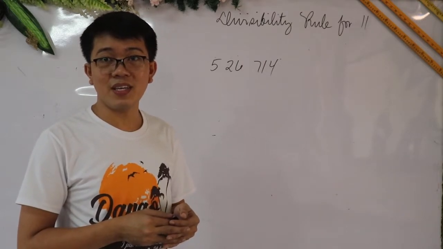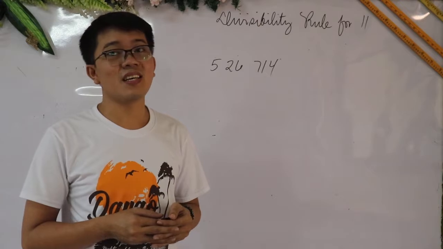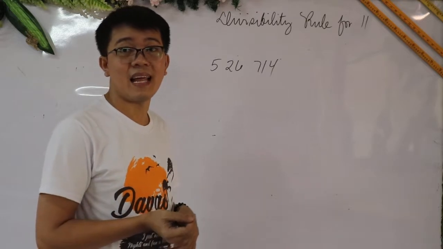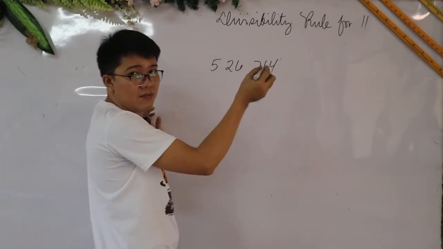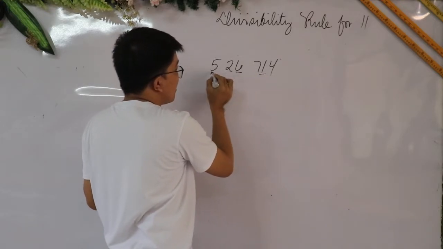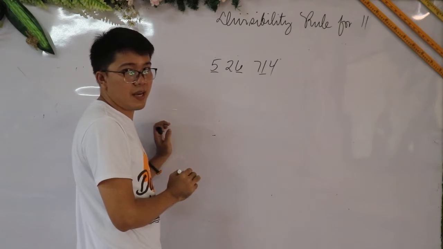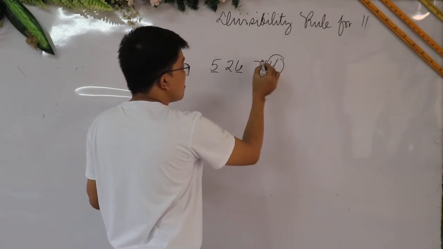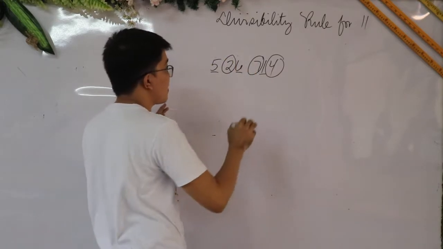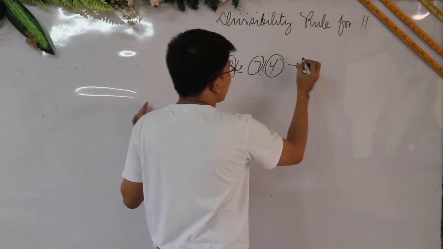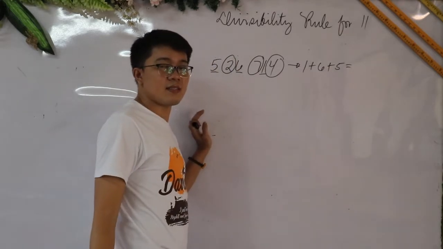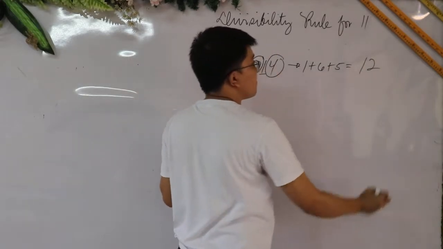You will not know unless we begin adding all the digits in the odd places and adding all the digits in the even places and get the difference of the two. Let's begin. The digits in the even places are 1, 6, and 5. And the digits in the odd places are 4, 7, and 2. Let's add the two groups. 1 plus 6 plus 5 is what? That will give us, correct, 12.